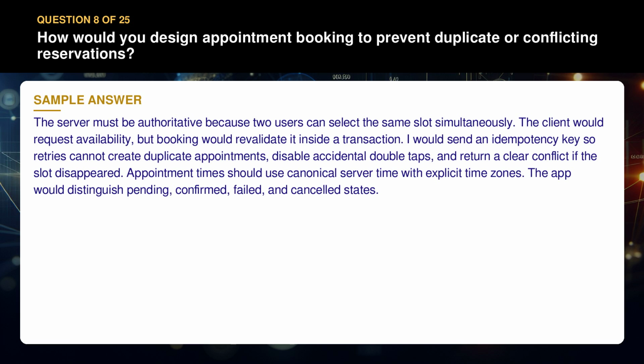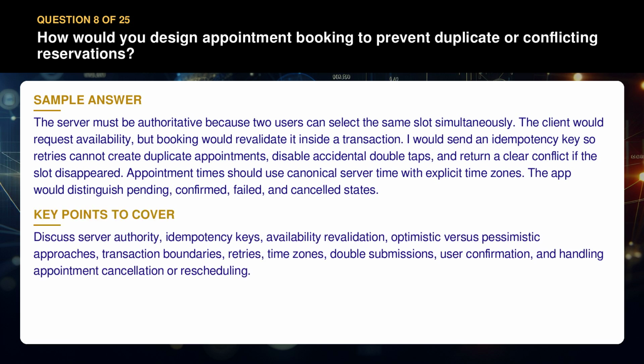Appointment times should use canonical server time with explicit time zones. The app would distinguish pending, confirmed, failed, and cancelled states. Discuss server authority, idempotency keys, availability revalidation, optimistic versus pessimistic approaches, transaction boundaries, retries, time zones, double submissions, user confirmation, and handling appointment cancellation or rescheduling.